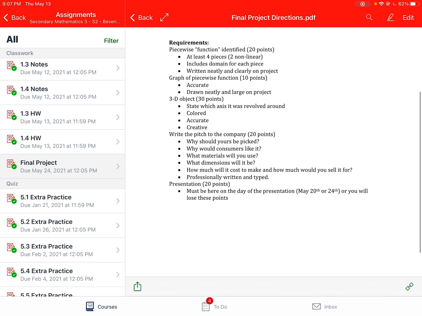And then you're going to have to write a pitch to the company. So this is the only writing portion that you'll need. So in this writing portion, maybe like a paragraph or 2 long, you're going to say why yours should be the pick, why would consumers like it, what materials would you use, what dimensions will it be, how much will it cost, and how much would you sell it for. Professionally written and typed. So just be creative with that pitch. I'm not looking for anything that has to be too specific or anything.